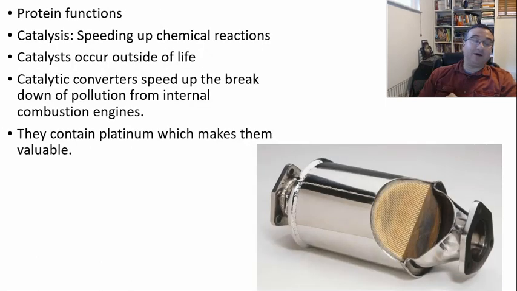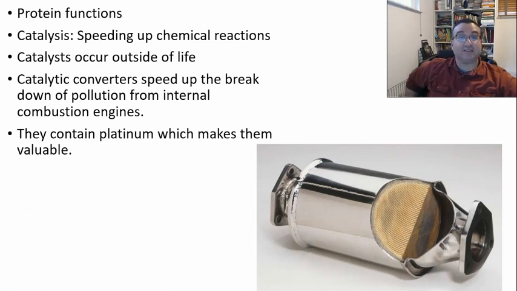Now we can talk about protein functions. Already, we've talked about what proteins are made of, the amino acids, and we talked about the levels of structure of proteins. Now we can talk about the different jobs they do. One of the most important jobs proteins can do is called catalysis, which is speeding up chemical reactions. The things that do catalysis can be called a catalyst in the subject of chemistry.